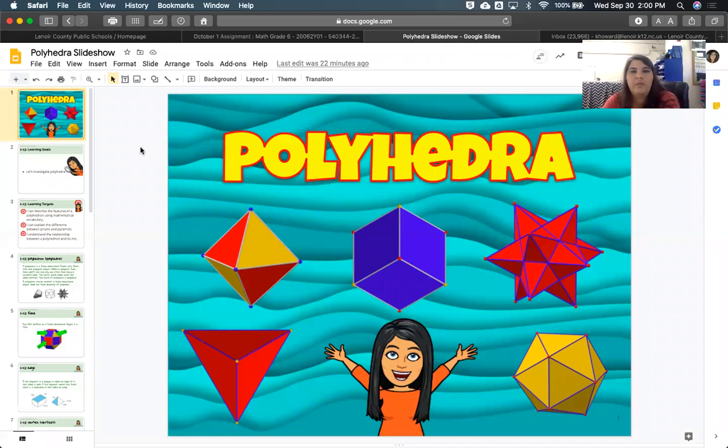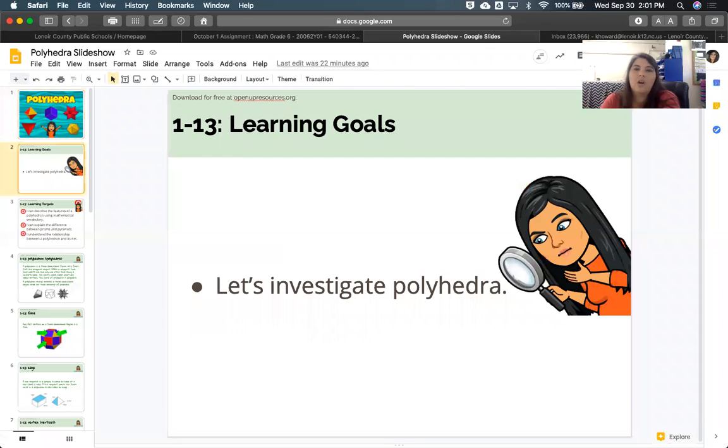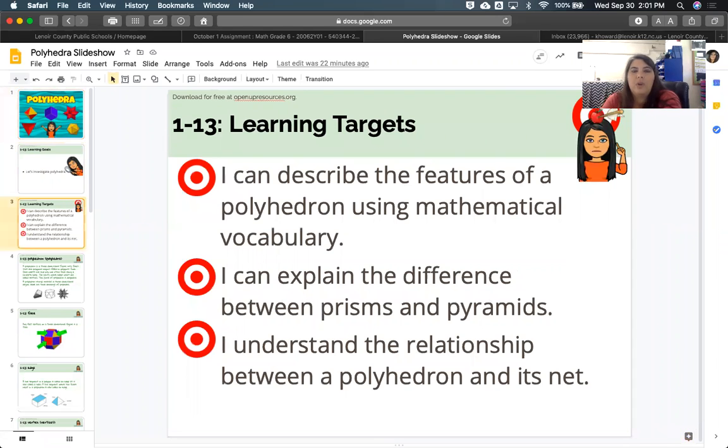Okay guys, today we're going to learn about polyhedra. Our learning goal is let's investigate polyhedra. And your targets for today: I can describe the features of a polyhedron using mathematical vocabulary. I can explain the difference between prisms and pyramids, and I understand the relationship between a polyhedron and its net.